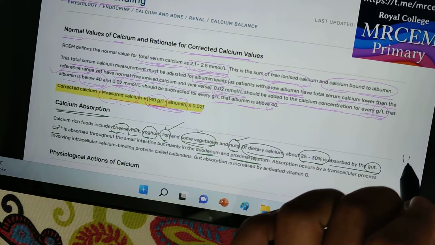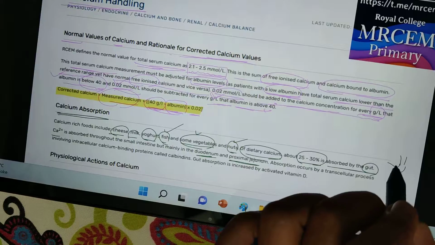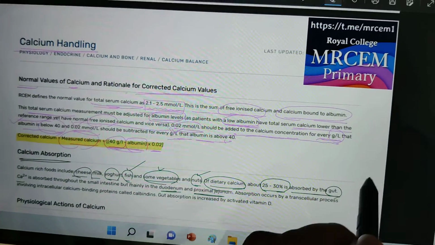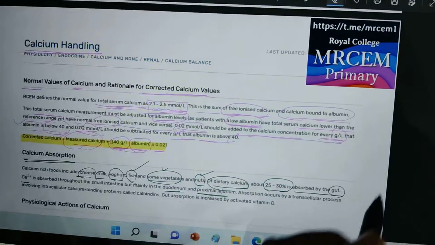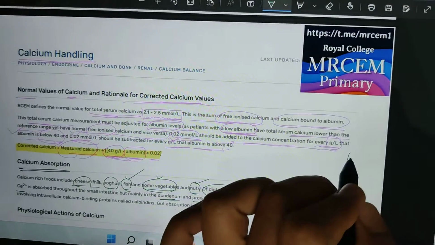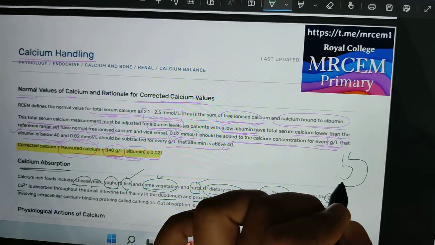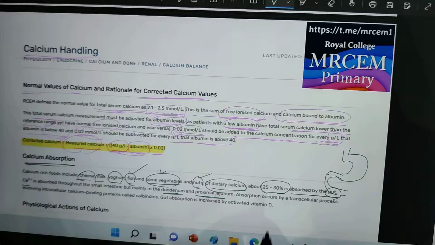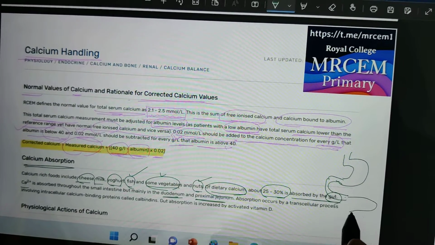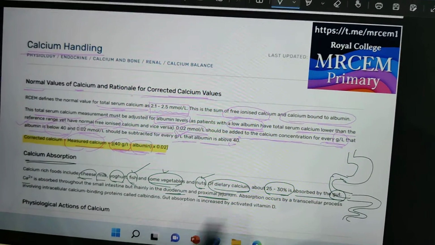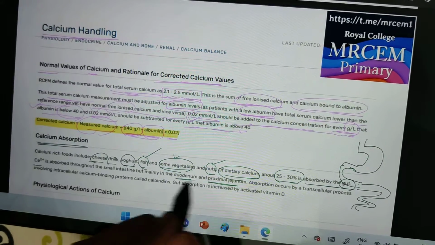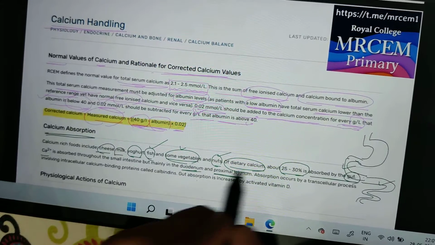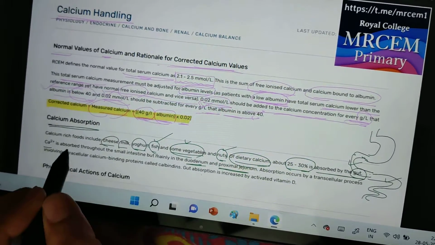This is the stomach, then we start the duodenum. This is the duodenum and the proximal jejunum, here and here the calcium absorption will occur mainly.